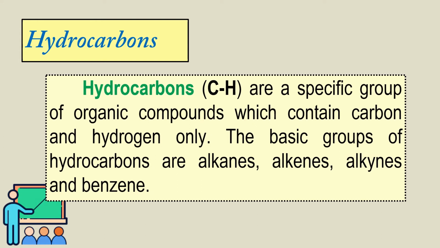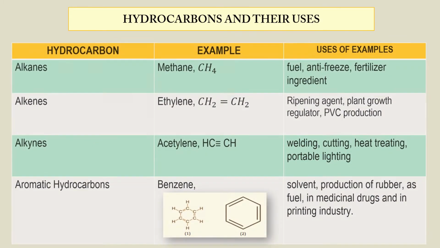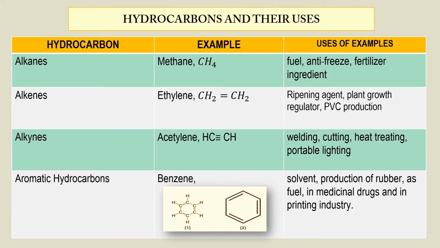Hydrocarbons, as you can see in the structure, are a specific group of organic compounds which contain carbon and hydrogen only. The basic groups of hydrocarbons are alkanes, alkenes, alkynes, and benzene. This table shows hydrocarbons and their uses.